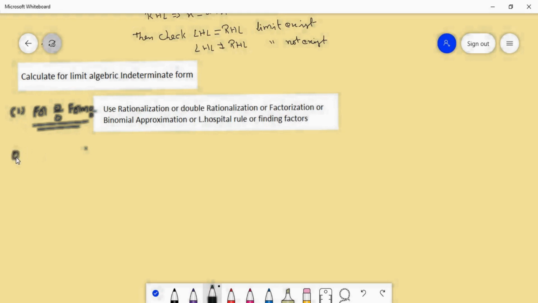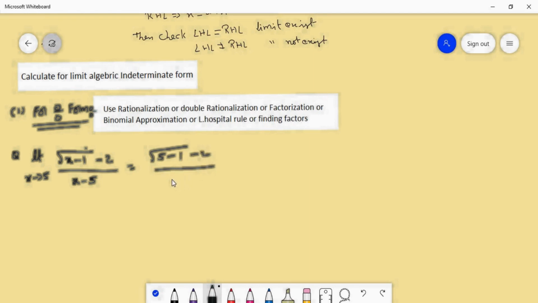Example, first question. Limit as x tends to 5 of root of x minus 1 minus 2 by x minus 5. First of all, in place of x we apply 5. Then the result is root over 5 minus 1 minus 2 by 5 minus 5. Root 4 is 2, so 2 minus 2 by 0. That means we get the 0 by 0 form, which is the indeterminate form.